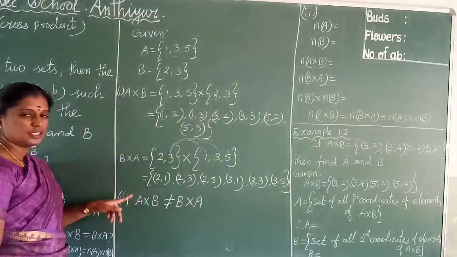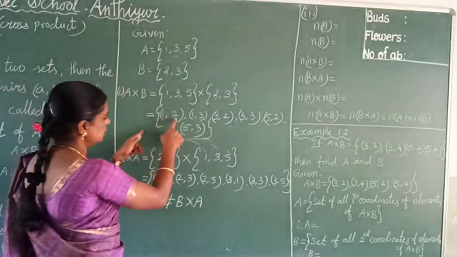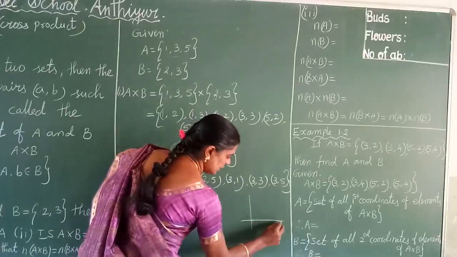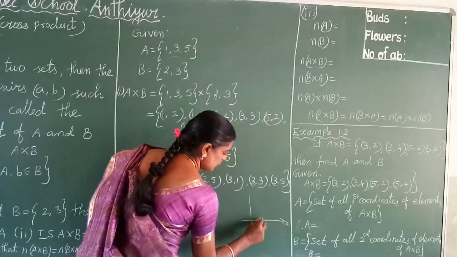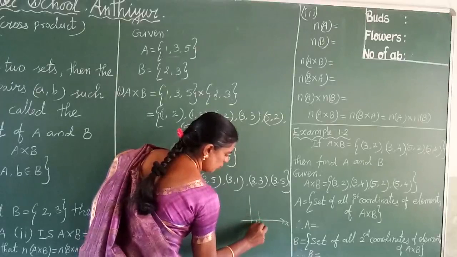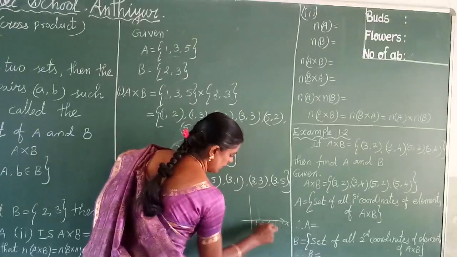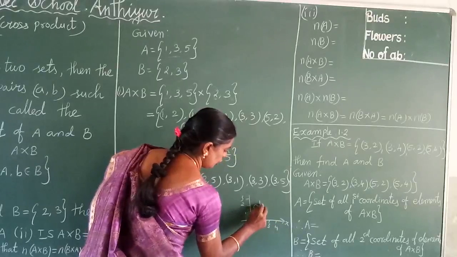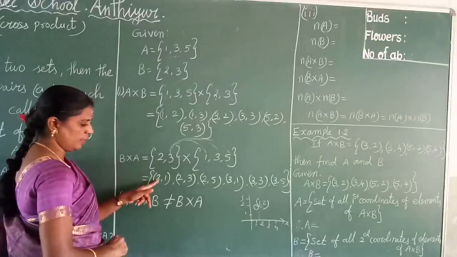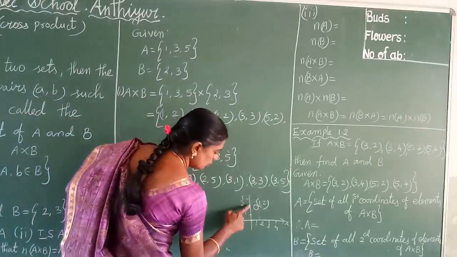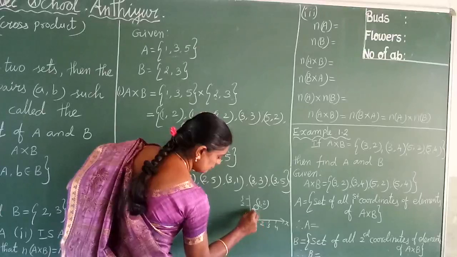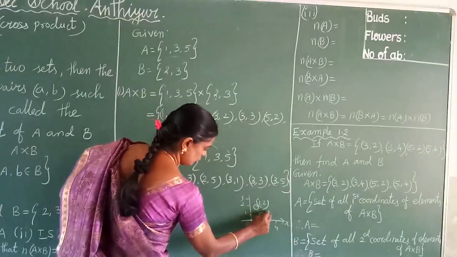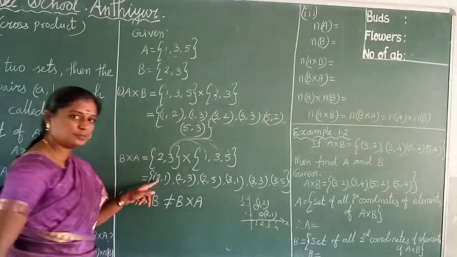And ask why? If not, why? So here (1, 2). Suppose we take it in the graph. (1, 2) means x axis 1, y axis 2. So here 1, 2, 3, 4 like that. Here 1, 2, 3. So (1, 2) is this one. But here (2, 1), what is that? X axis 2, y axis 1. Is it equal?